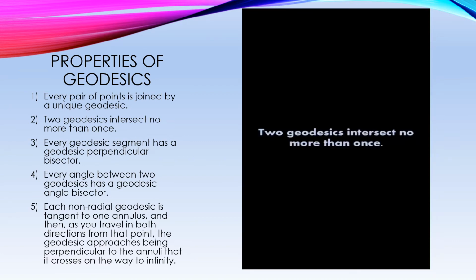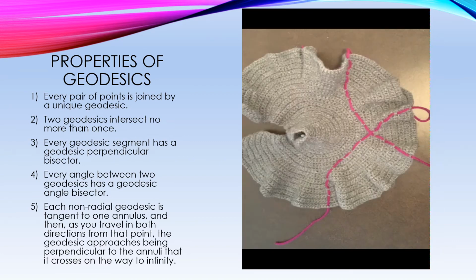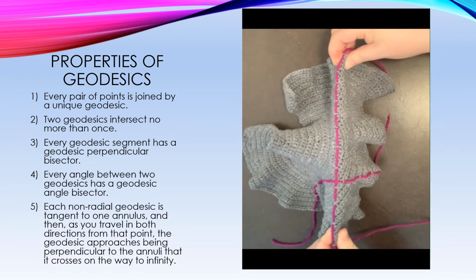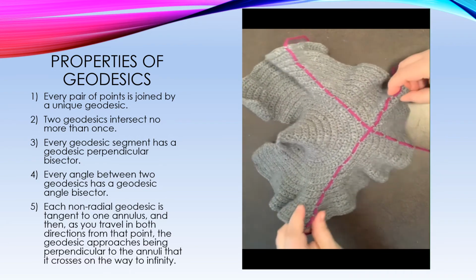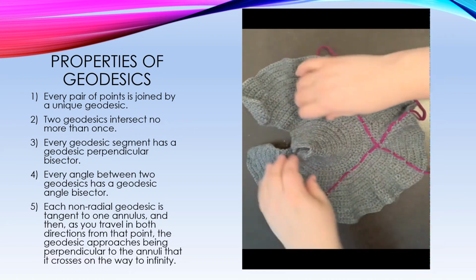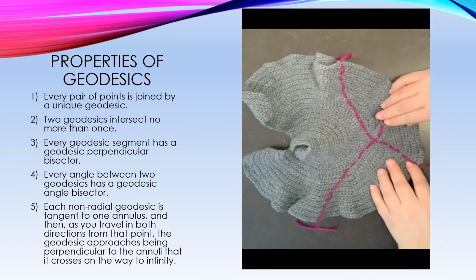You can also see that 2 geodesics intersect no more than once. Again, remembering that a geodesic is the shortest distance between 2 points, I've got my 2 geodesics. And as I look at my model, I can see that they are intersecting at 1 point.